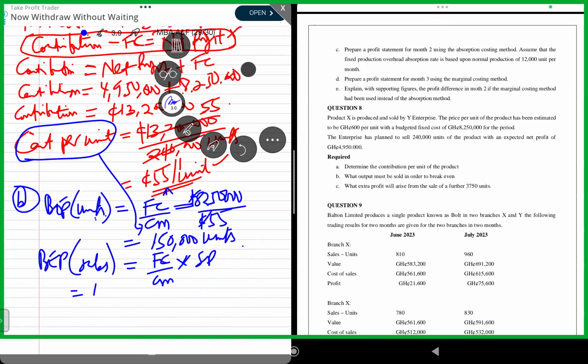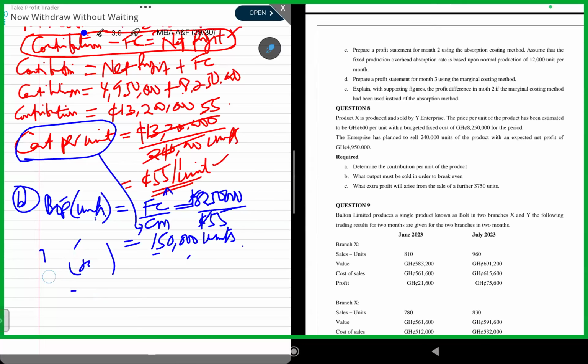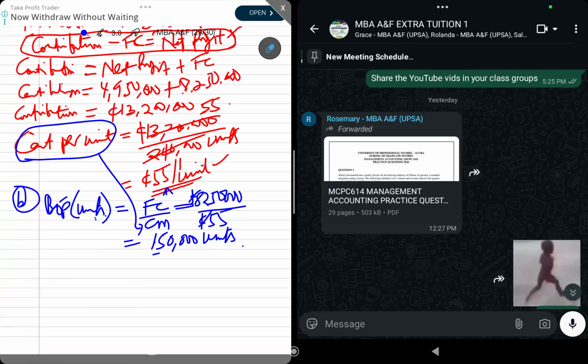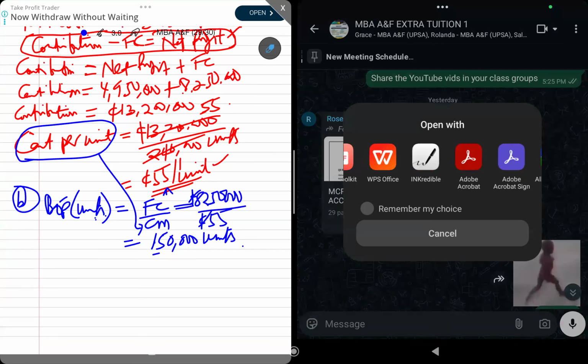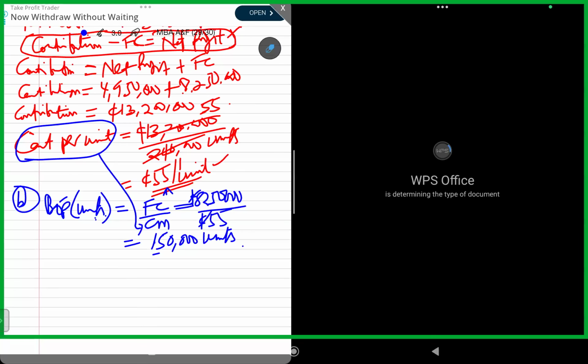We are done with the B. Let's go to the C. The C says, what extra profit? In other words, what profit would you make? Now, these are trial questions, so let's see how it goes so that we can solve more complex ones.